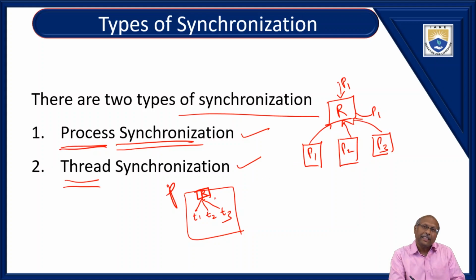Once T1 completes, it has to send a signal: yes, I have completed the task. In this way, I can utilize the resource in a systematic manner. So whenever you want to utilize the resource in a systematic way, you can go for the synchronization concept. In a single process, you can have multiple threads, and there will be a common resource that may be utilized by multiple threads.